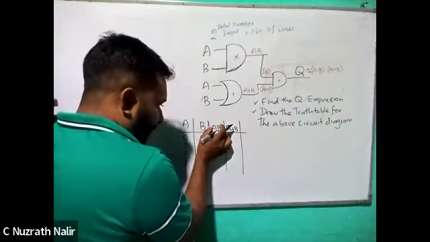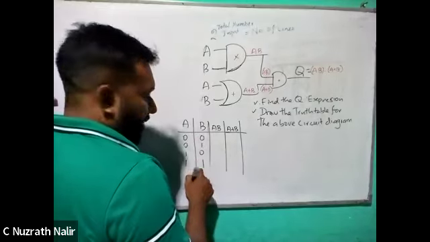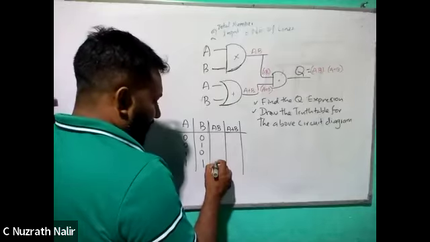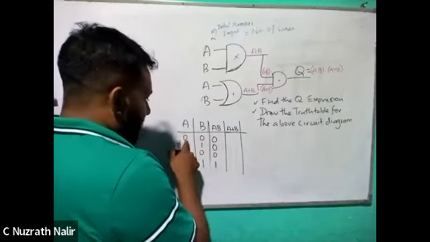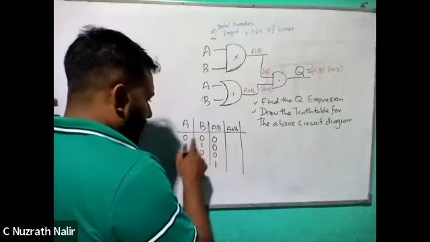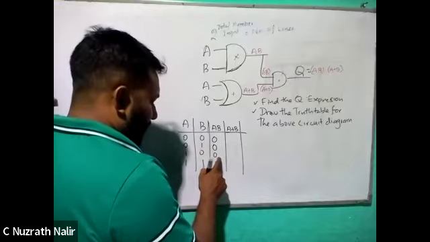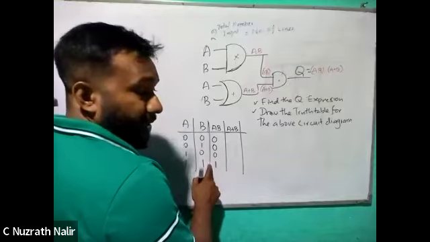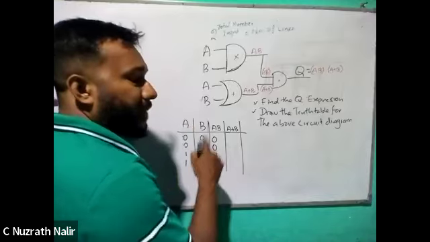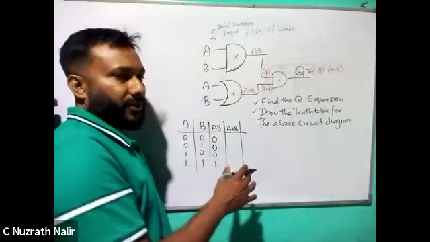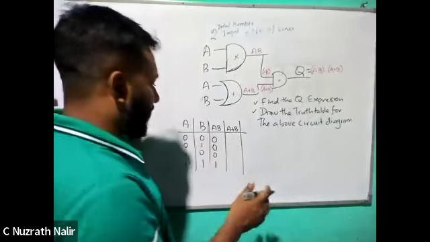Now first identify the AB. If there is only a 1 and 1, then only you see that 1. Other things are 0. 0 into 0, 0. 0 into 1, 0. 1 into 0, 0. 1 into 1, 1. Because there is only multiplication. 0 multiplied with any number is 0. 0 into 0 is also 0. 0 into 1 is also 0.